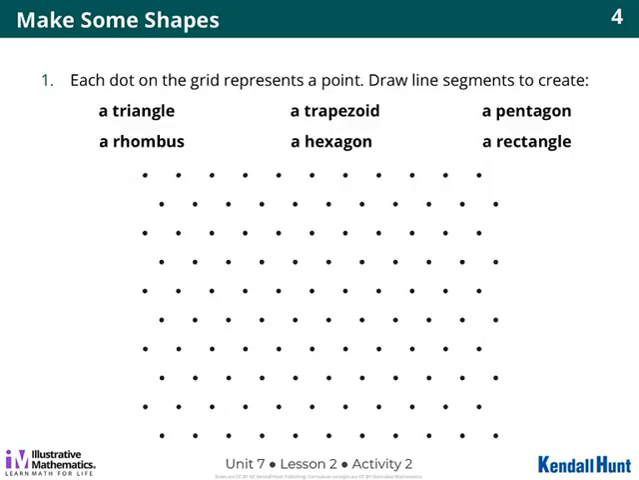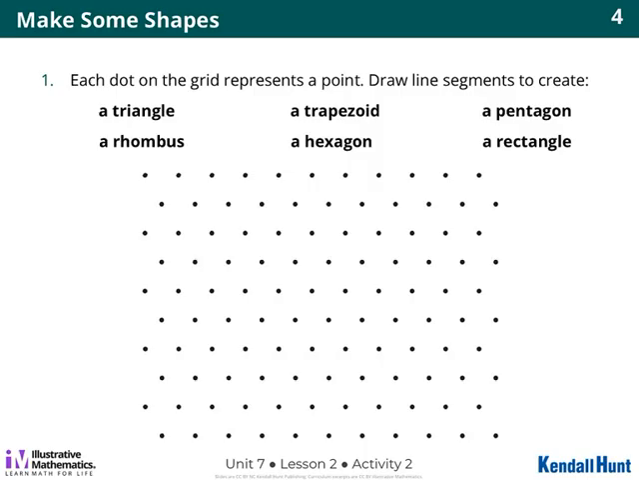All right. Activity 2. So first of all, you are going to throw away, not right this second, but in a minute, your card sort. Okay? I don't want to find these cards laying around the classroom. Activity 2. Each dot on the grid represents a point. Draw line segments to create a triangle, a rhombus, a trapezoid, a hexagon, a pentagon, and a rectangle.